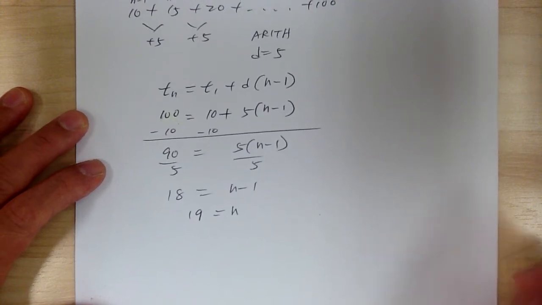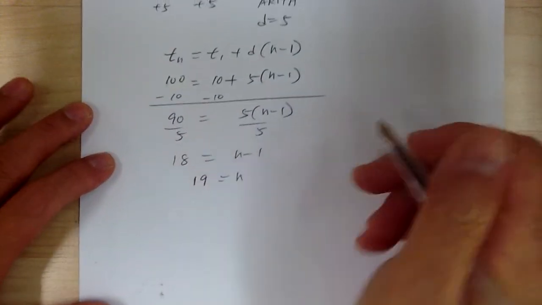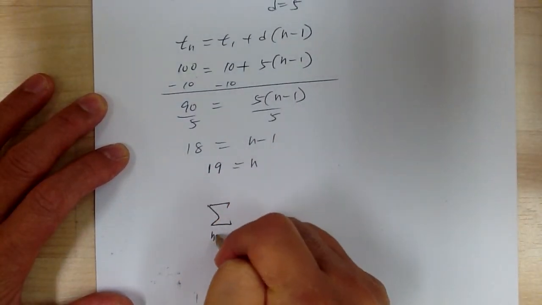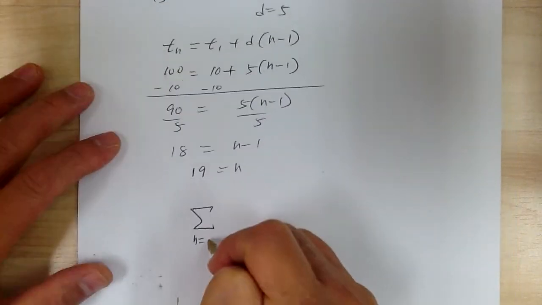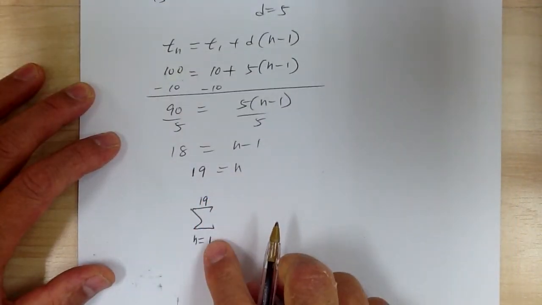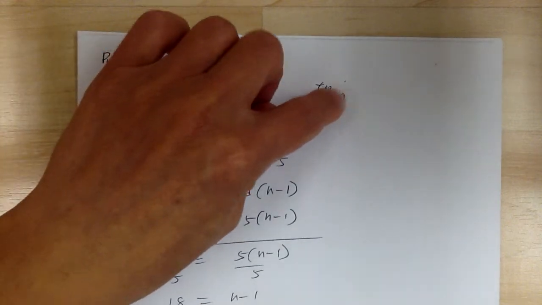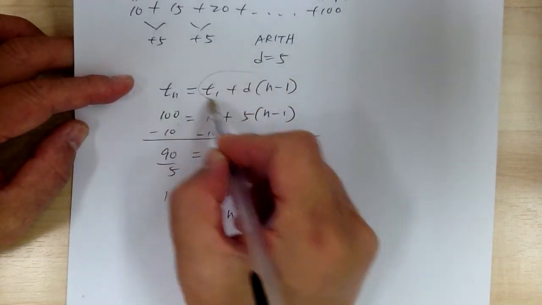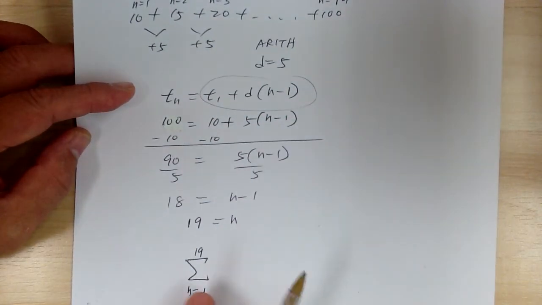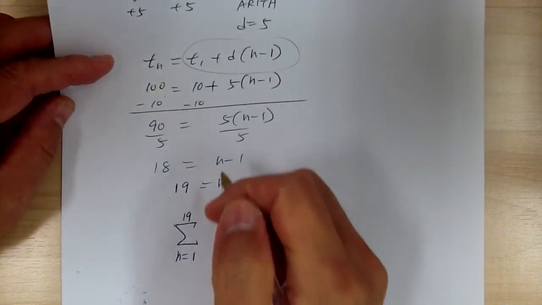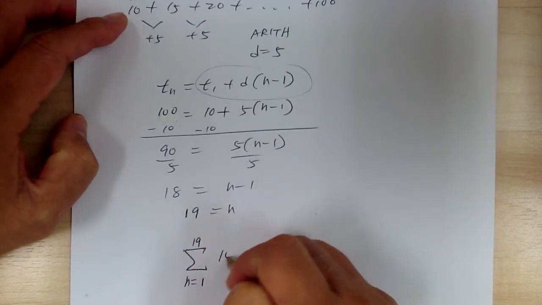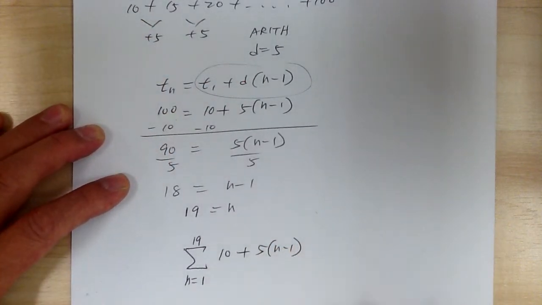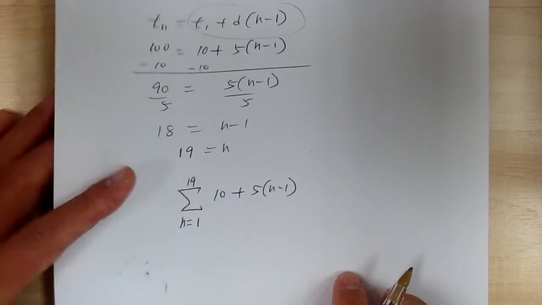Now we can go and write the formula in sigma notation. You're going to get n equal to 1 through 19. You see over here, 1 through 19, right? And the formula would be this part right over here. So remember, you're going to get T of 1, which is 10, plus 5 times n minus 1. That is your formula. Now if you want to simplify it, that's fine.